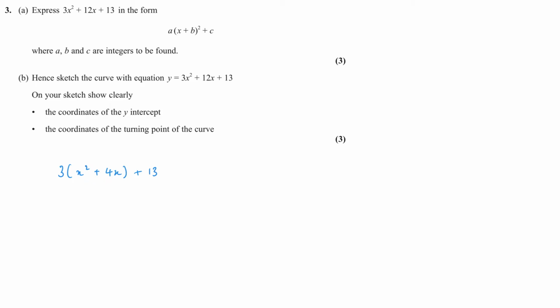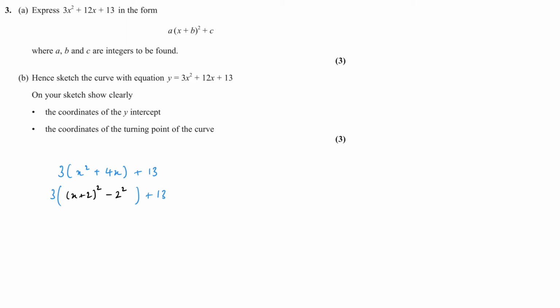Now, if I go on to the next line, then everything's going to stay the same outside of the brackets. So the 3 and the plus 13. But inside the brackets, that's where it's going to change. That's where I'm going to complete the square. So I'm completing the square on the x squared plus 4x. So that's going to be x plus 2 squared minus 2 squared.